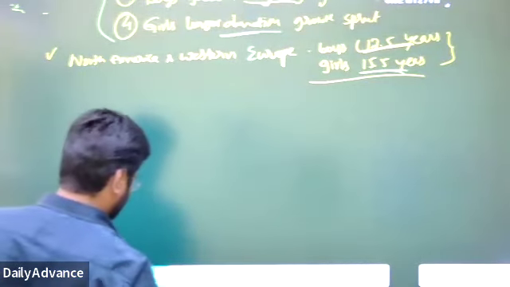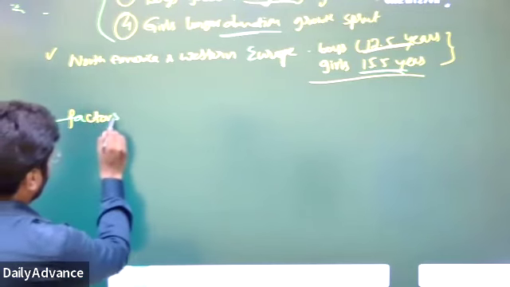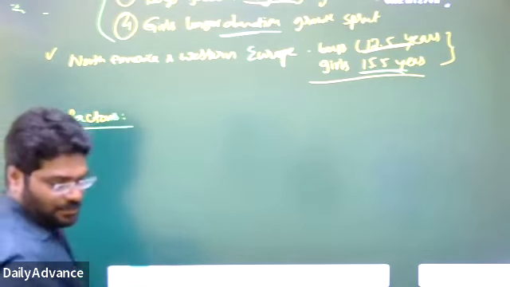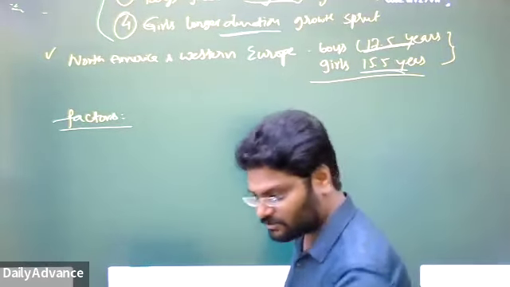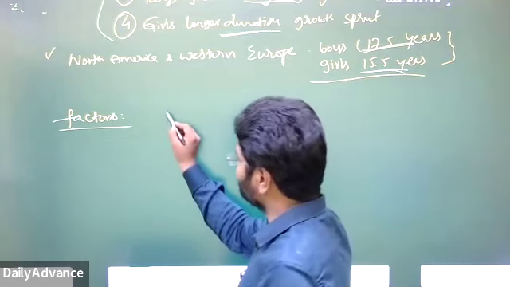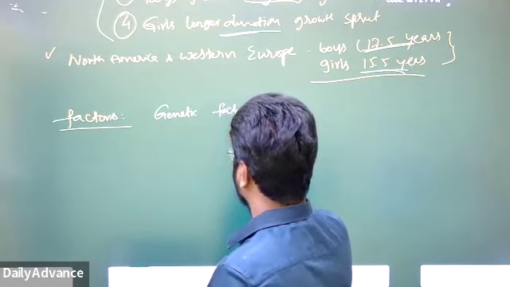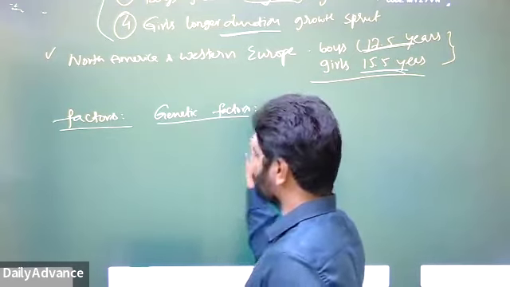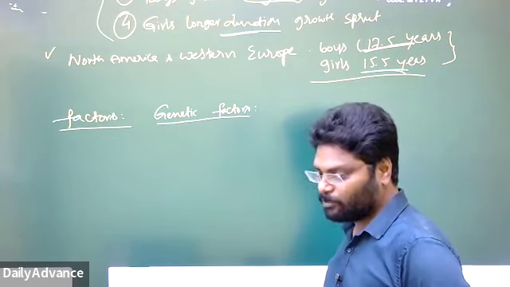So what are all the factors affecting this one? Factors affecting the adolescent growth spurt. What are all the factors that affect the adolescent growth spurt? So first one, genetic factors. The individual is nothing but the genes inherited from both parents.